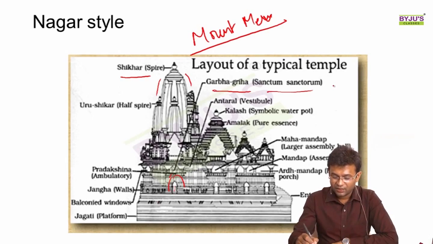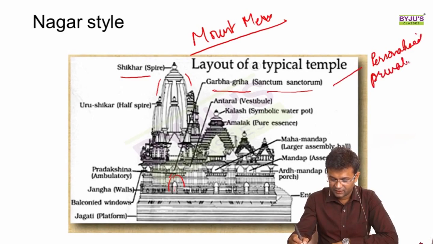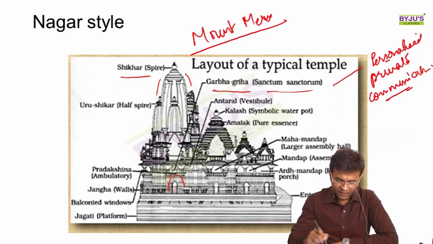So this concept of having a personalized, private communication with the deity is something which develops in this period. The congregational prayers are no more valid. Then you find the antaral, the vestibule, which is connecting the sanctum sanctorum to the rest of the temple complex.